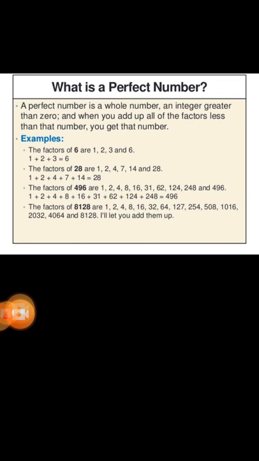Next, we discuss perfect numbers. What is a perfect number? A perfect number is a whole number, an integer greater than 0, and when you add up all the factors less than that number, you get that same number. For example, the factors of 6 are 1, 2, 3 and 6. 1 plus 2 plus 3 is equal to 6.